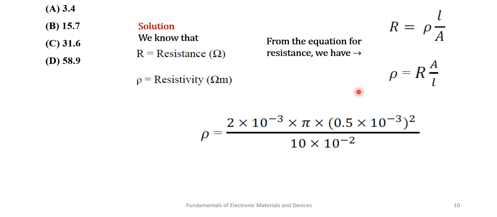You can go to the next question, ma'am. So the final answer will be 15.7 into 10 power minus 9 ohm meter. Since it is 10 power minus 9, from your options you have nano ohm meter. So 15.7 will be your final answer.